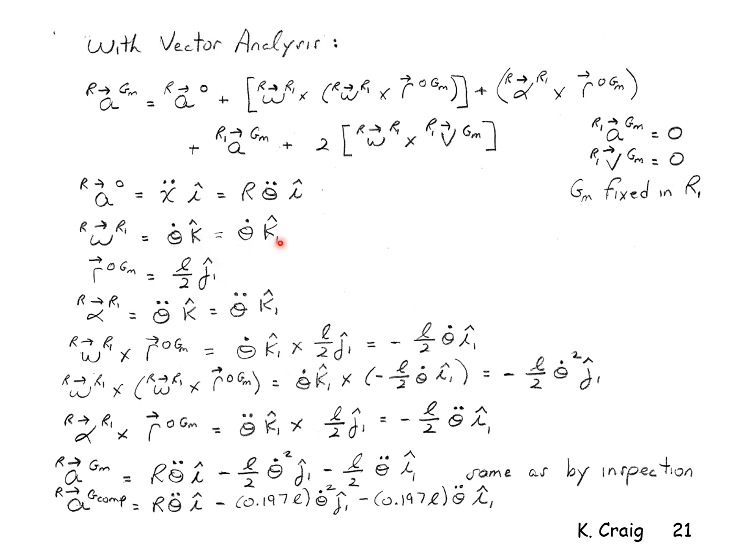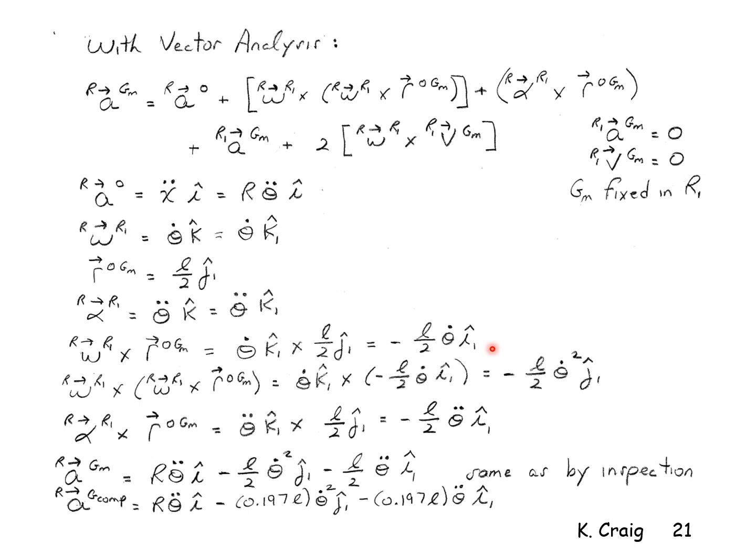Notice that k hat and k1 hat are identical because I have plane motion, simple angular motion. The z-axis of the R reference frame and the z-axis of the R1 reference frame are parallel and stay parallel throughout the motion. The angular acceleration of R1 and R is just theta double dot k hat, which is theta double dot k1 hat. Given these expressions, just now perform the vector operations, omega R1 and R cross R from O to the center of mass of the bar. Perform the cross product, you get this result.